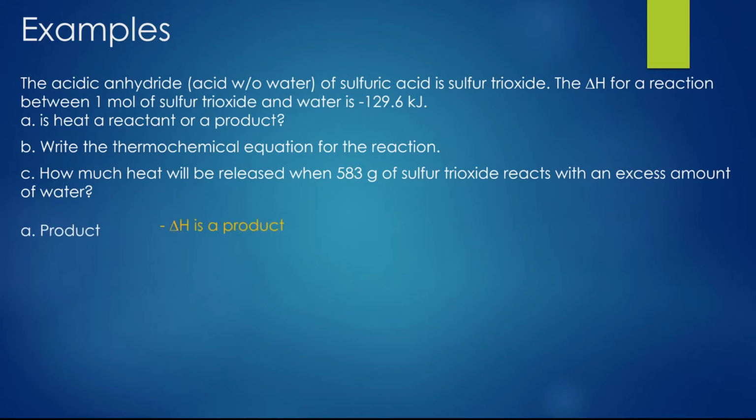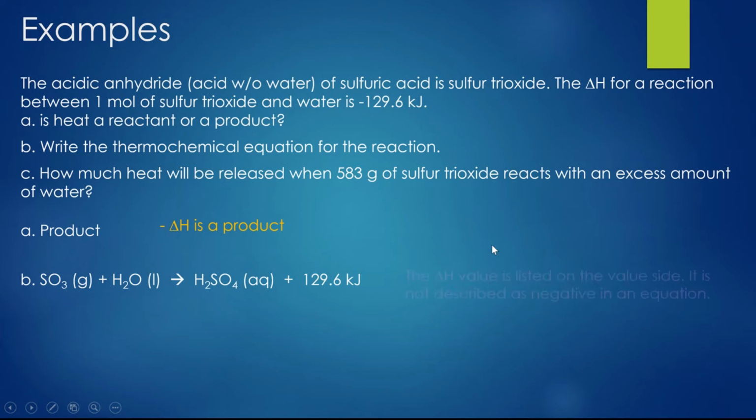All right, part A: the answer is heat will be a product. A negative delta H tells us that heat is a product. Part B, writing our balanced chemical equation, our thermochemical equation. Here's our sulfur trioxide. We add water, we get sulfuric acid. And because energy, heat, is a product, we place it on the product side. Notice we don't have the negative sign. The negative just tells us which side of the equation to place it on. But here we have it as a product.